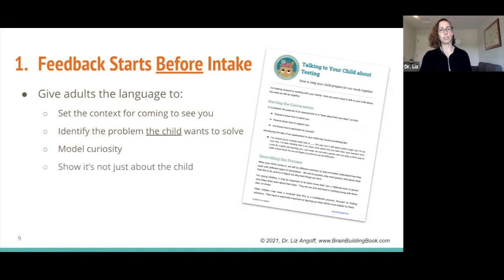And also to show that it's not just about the child. I need to know how to do things better as your parent. I need to know how to do things better as your teacher. And this is going to help me. And it's going to help you know what to do differently and help you learn about your brain so that you know what to ask for. And then we're both working together on this.